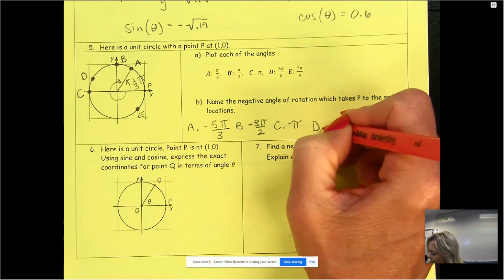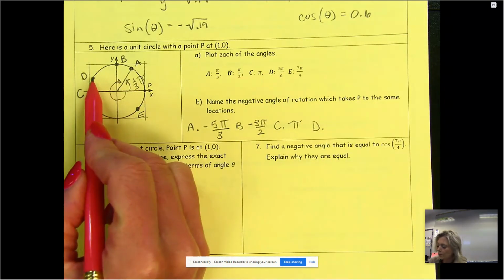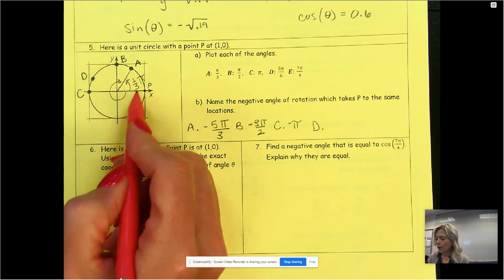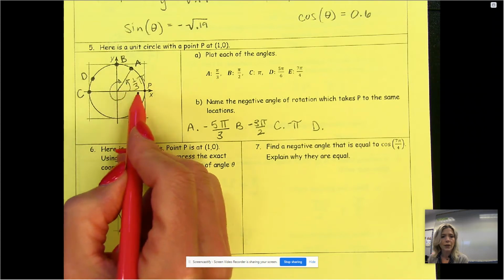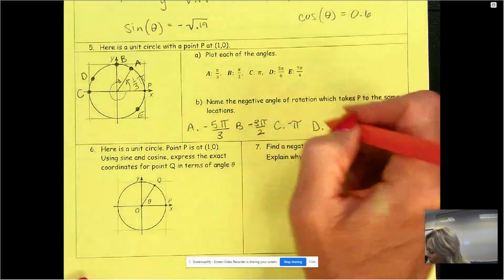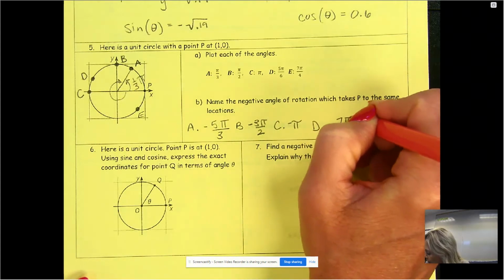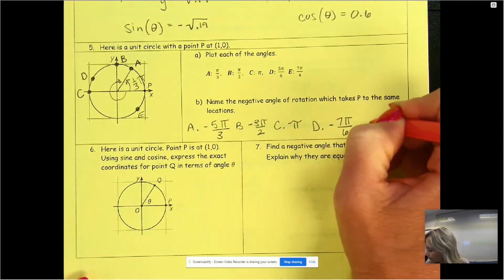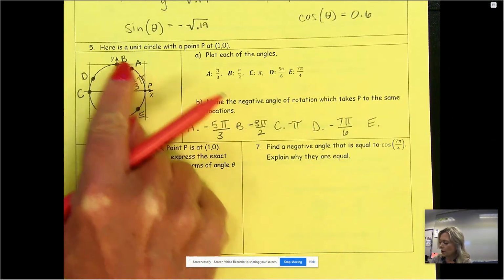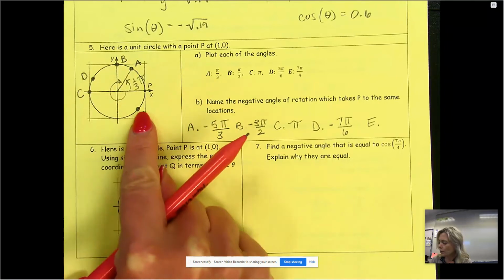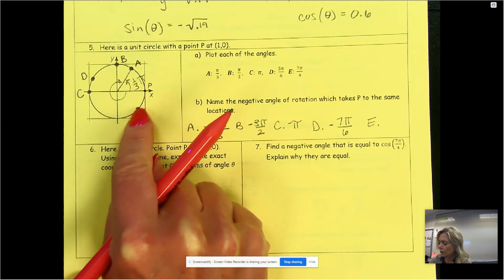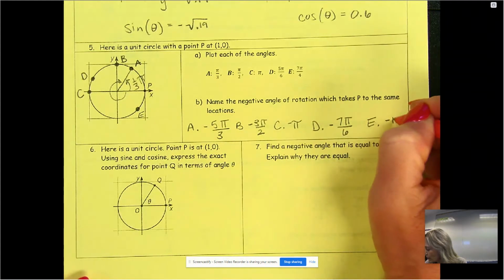For D, 5/6 of pi. So in sixths of pi, a full circle is 12. So if we have 5 in the positive direction, we need 7 in the negative direction to have 2 pi altogether. So negative 7 pi over 6. And finally E, 7/4 of pi, or 7 pi over 4, all the way over here. So we're just looking at this piece right here, which is negative 1/4 of pi, or negative pi over 4.